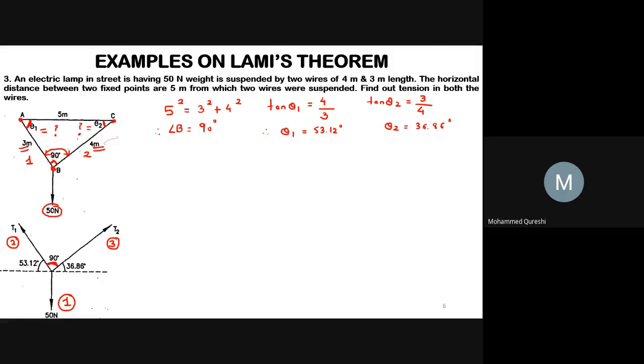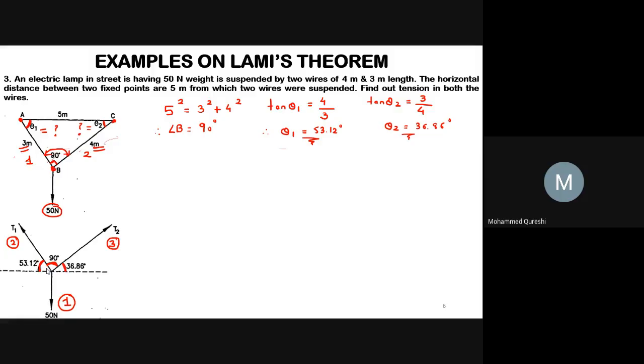Theta 1 we had calculated over here as 53.12 degree. So the angle with the horizontal axis will be 53.12, and the angle between the horizontal axis and T2 force, that is theta 2, is 36.86 degree. So all the angles are calculated over here.